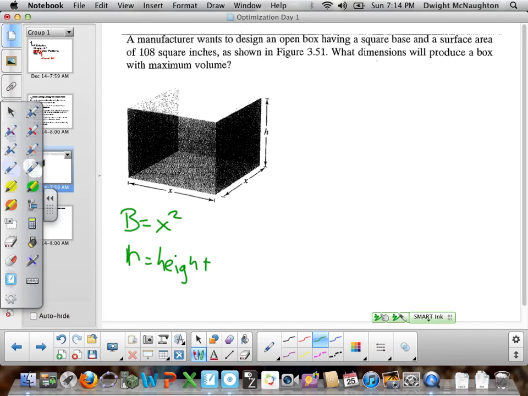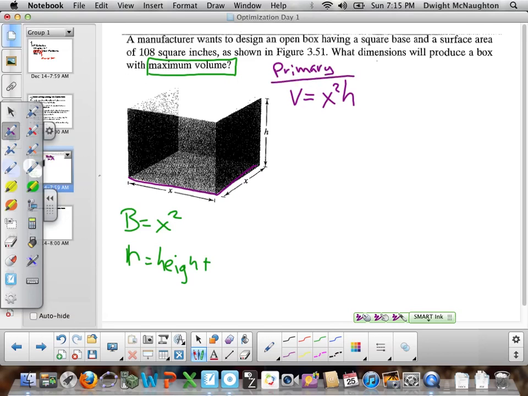What dimensions will produce a box of maximum volume? So our primary equation is going to involve volume. So our primary equation must be volume equals, now as I take a look at it, it's a box, length times width times height, but the length and width on the bottom, they're both x, so it's x squared times h. That's what I want to optimize. I'm going to label that as primary.